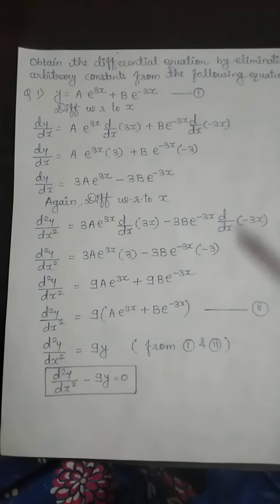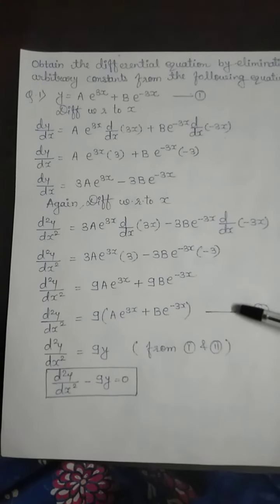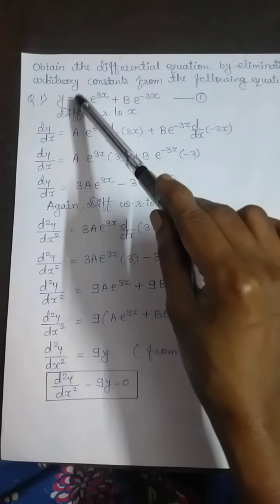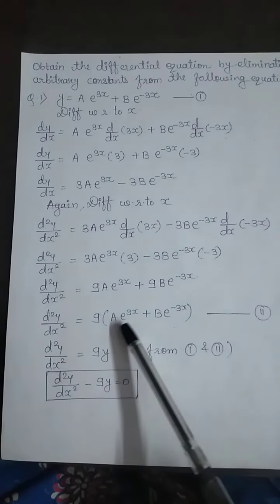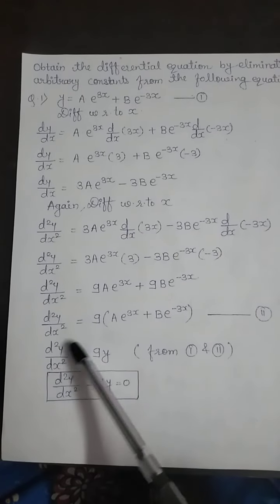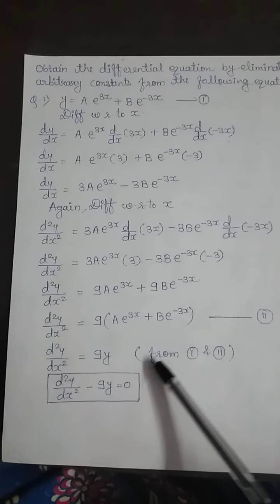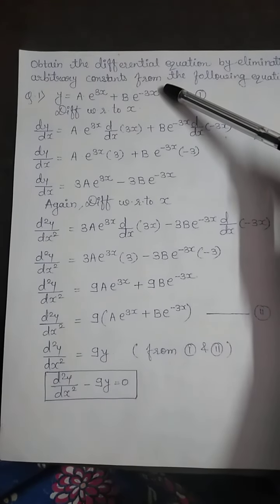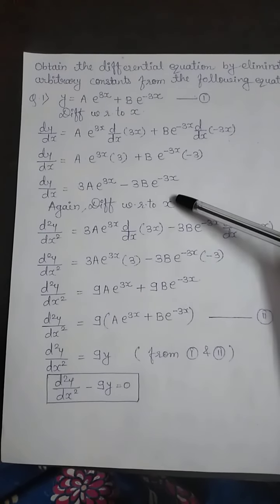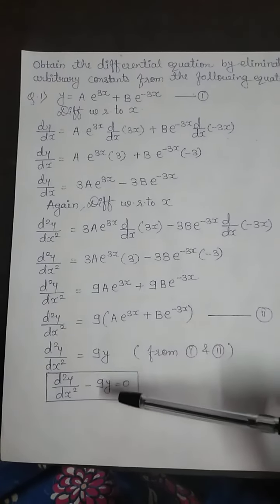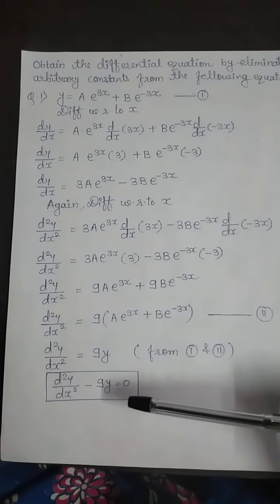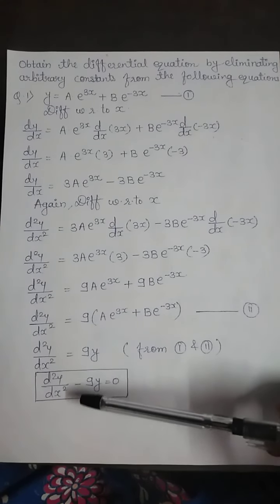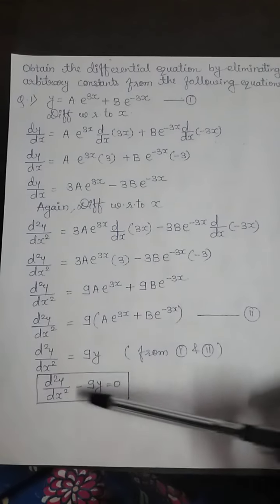Now if we compare equation 1 and 2, then we can say that this bracket term is nothing but y. So we can substitute y instead of this bracket term. So we have d square y by dx square is equal to 9y from equations 1 and 2. And now you can see that for the given equation, differentiating two times and further simplifying, we are getting a differential equation which is free from the given constants. So d square y by dx square minus 9y is equal to 0 is the differential equation.